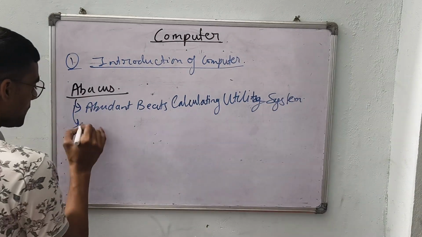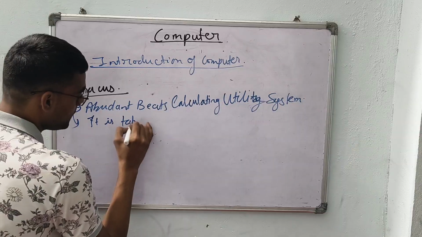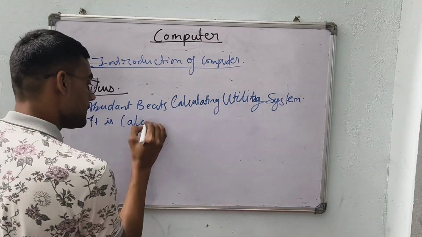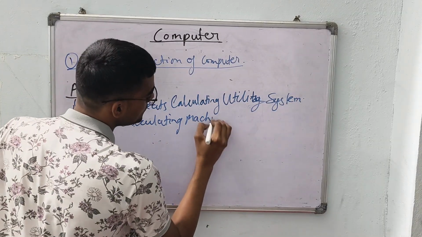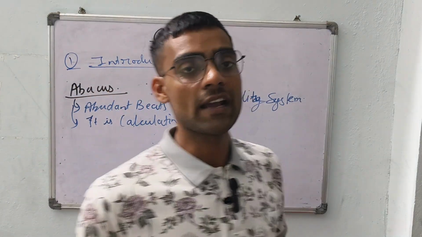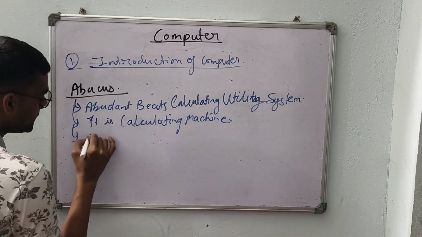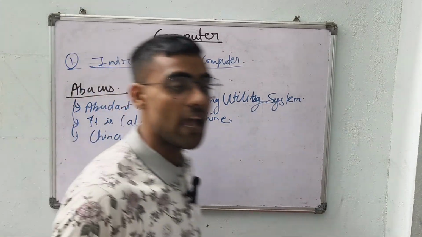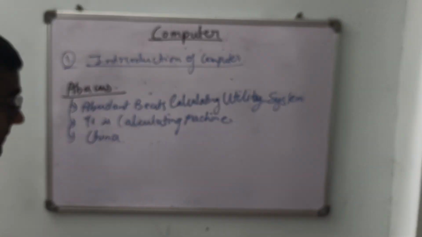It is a calculating machine. Abacus is a calculating machine which was formed in China. It was discovered in China.